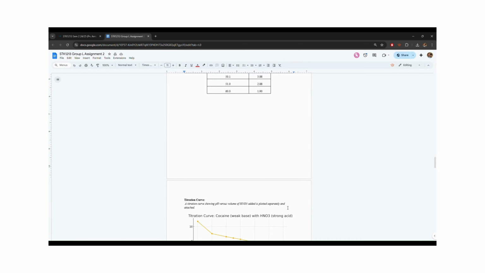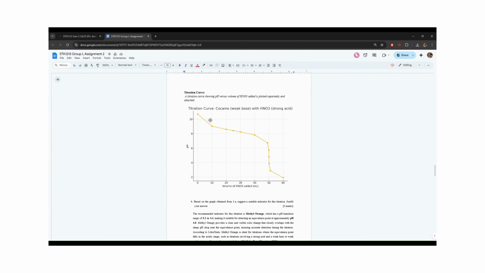After that, we can finally make the titration curve, and here is the titration curve based on the table and the calculation that we made earlier, where it shows a typical titration curve of a weak base with a strong acid, including the buffer region and a sharp drop near the equivalence point and a strong acidic region after.